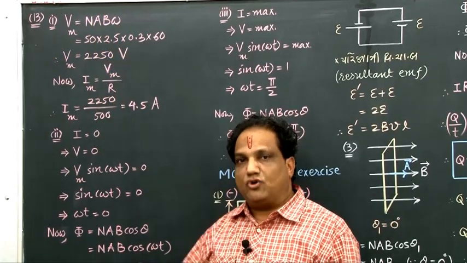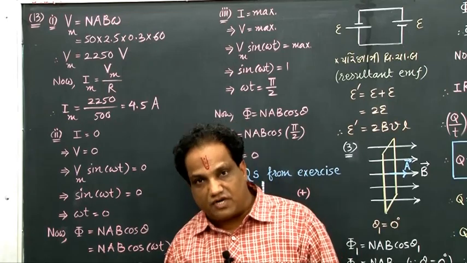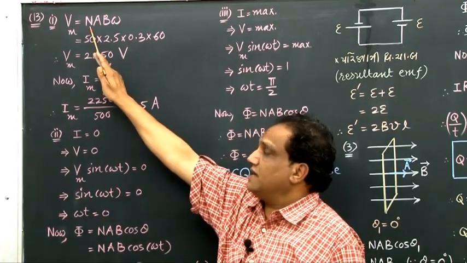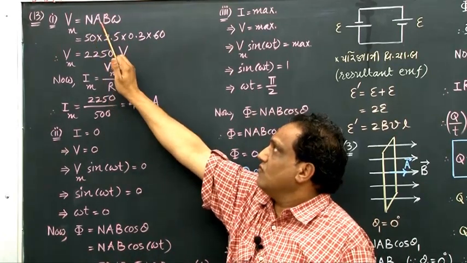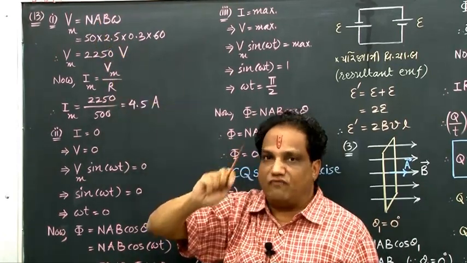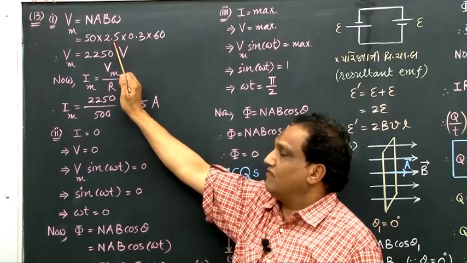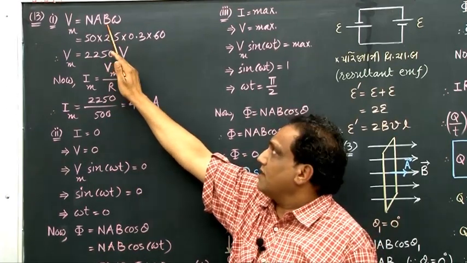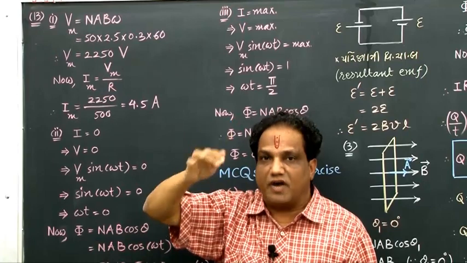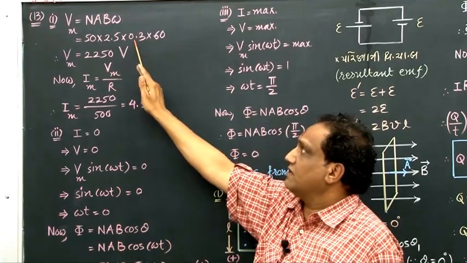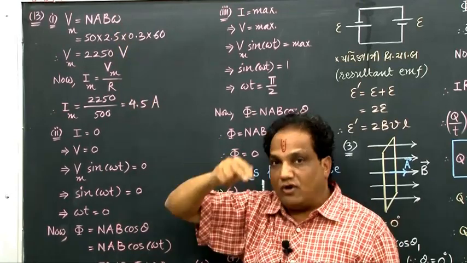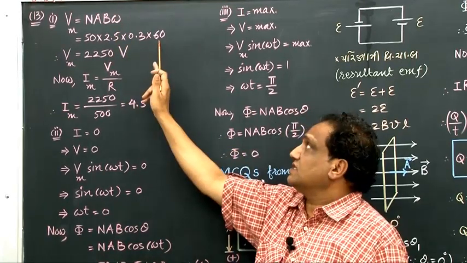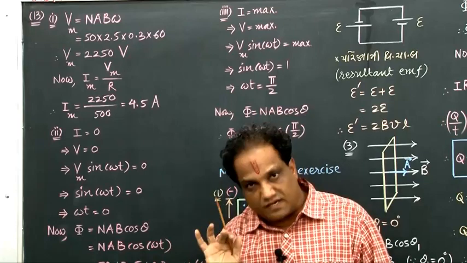Fine. Can you give me the identification of each quantity? Come on, what is capital N? Total number of turns, which they have given as 50. What is capital A? Area of one turn, which is 2.5 meter square. What is capital B? It is the uniform magnetic field, which they have given as 0.3 Tesla. And what about omega? Angular speed, they have given 60 radian per second.